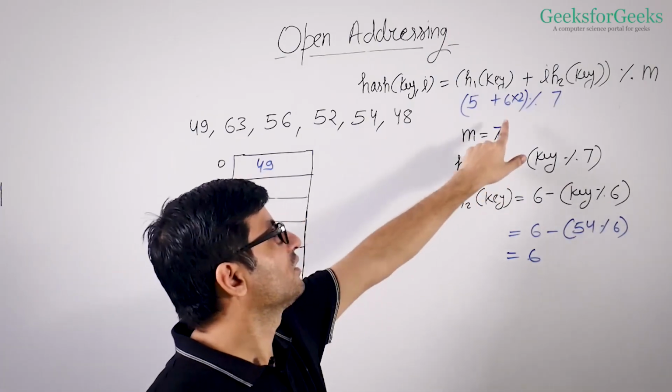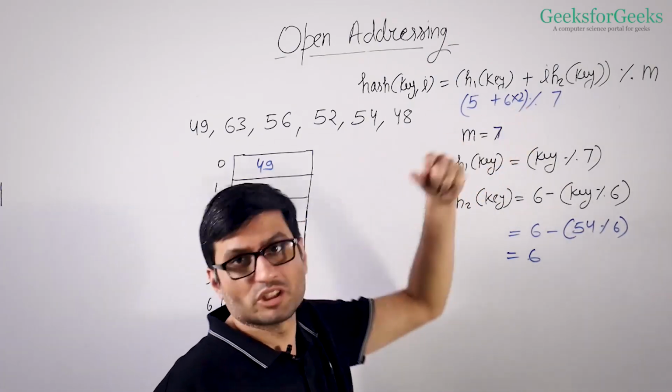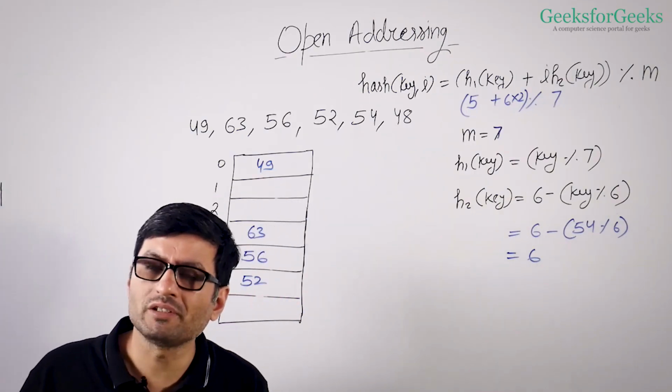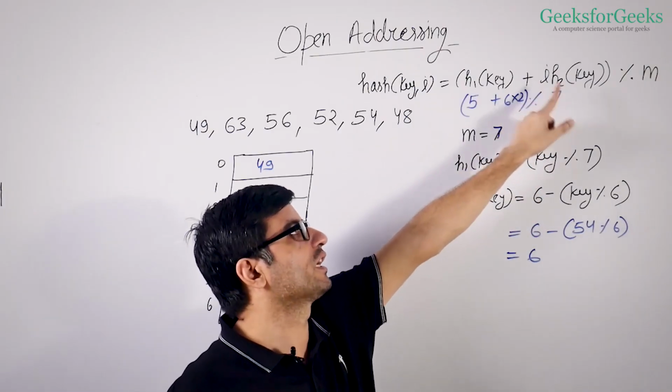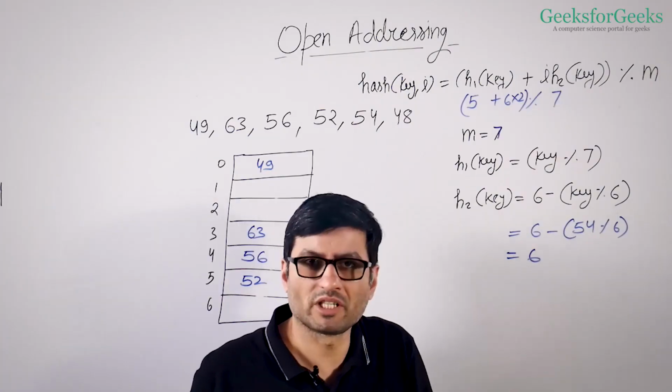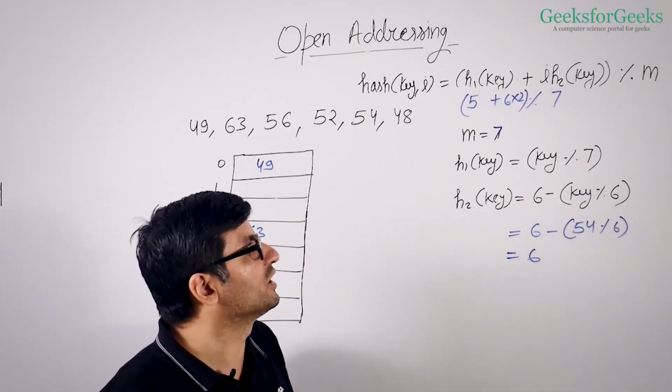So what do we get now? 6 into 2, because this is the second probe. We got a collision, now we are trying the second time. So I just changed the value of i. H2 key is going to be the same, right? Because we are going to insert the same key.